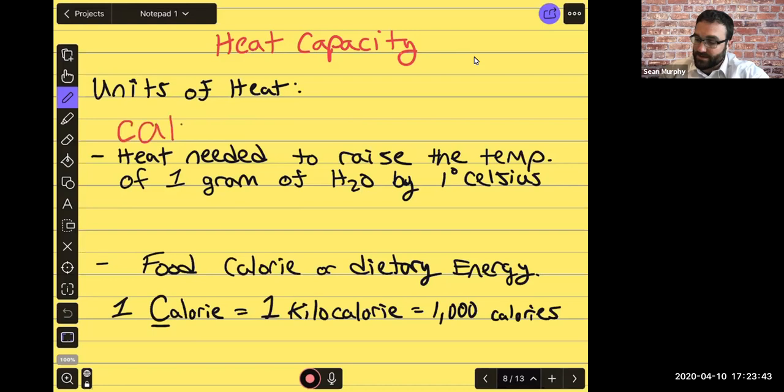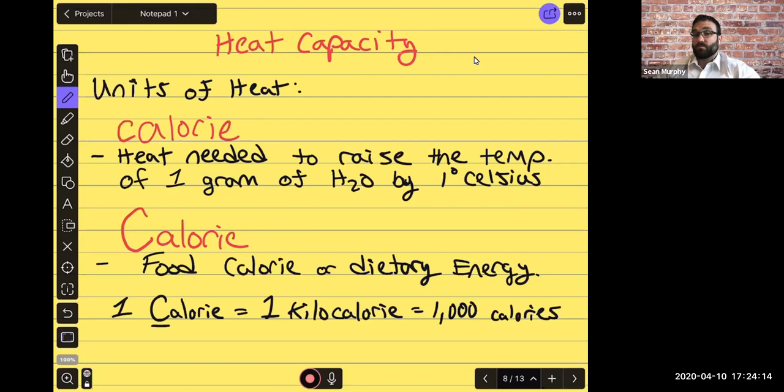calorie, and I did not mess up on making that a little c. Little c, calorie, is the vocab word. Now, what you're probably used to seeing is the uppercase calorie. I'm going to make this a big C. The upper case calorie is what we call food calorie, and there are 1,000 little calories.